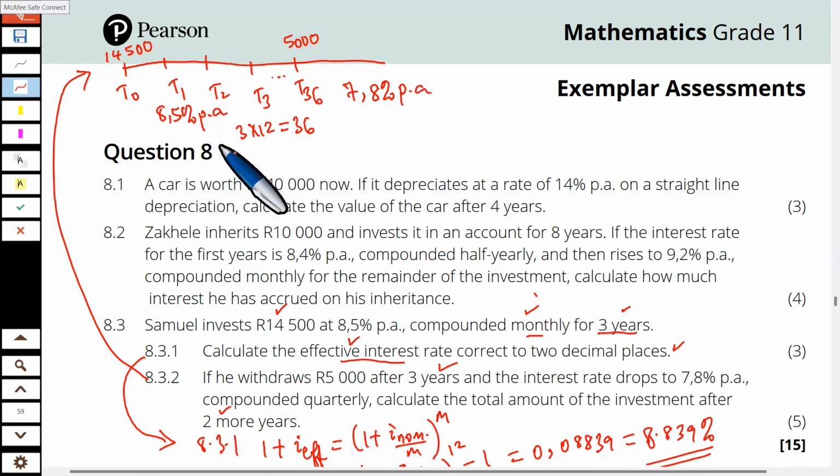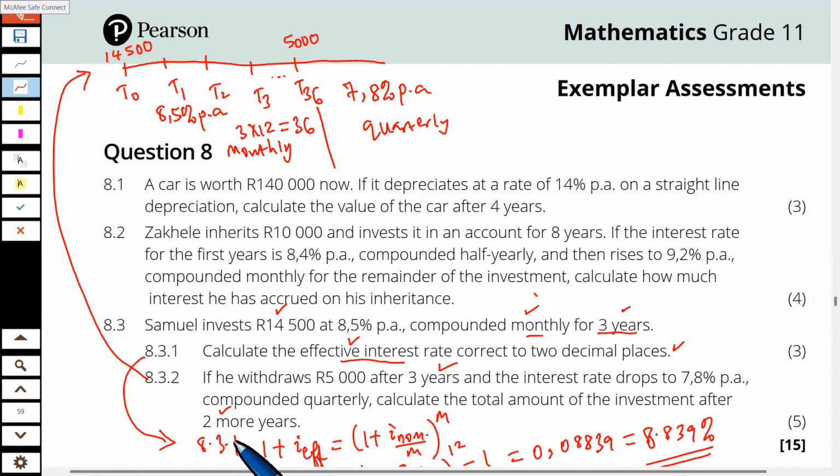So now here you are dealing with a monthly rate, and here it is quarterly. From T36 it is quarterly. Now, it drops to 7.8% compounded quarterly. Calculate the total amount of the investment after 2 more years.